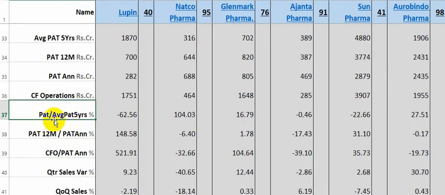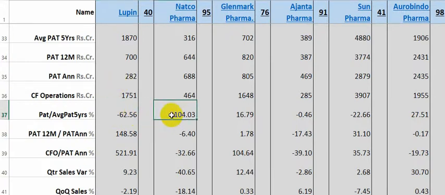We'll compare how this year's profit after tax has compared with the average. So we see that this year's profit has fallen 62% below its average. That is, on average, over the last 5 years the company was earning 1,870 CR, whereas the latest 12 months profit after tax value is 700 CR. That is a fall of 62% from its average, which is not a good sign. We always want to see above average value, anything above plus 1%.